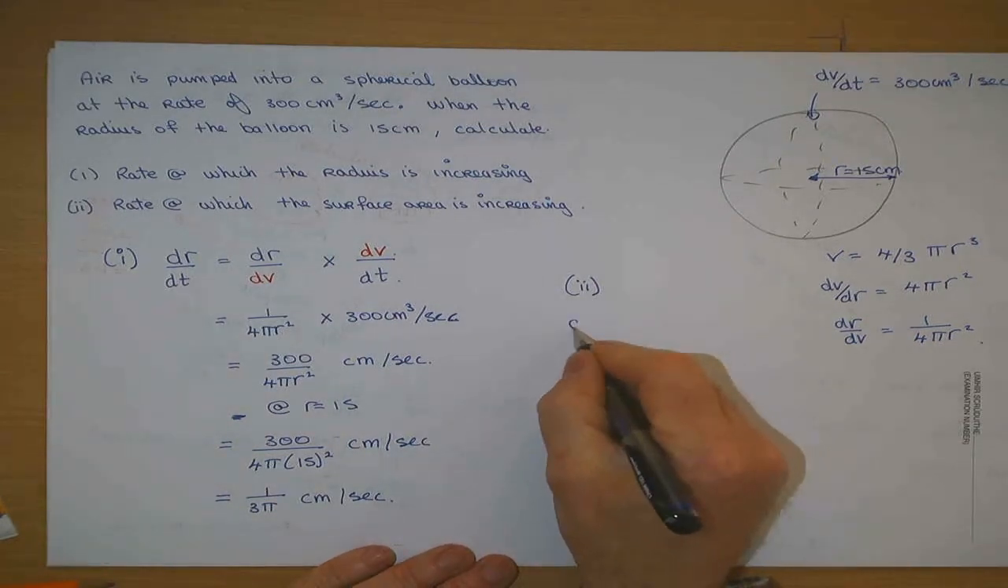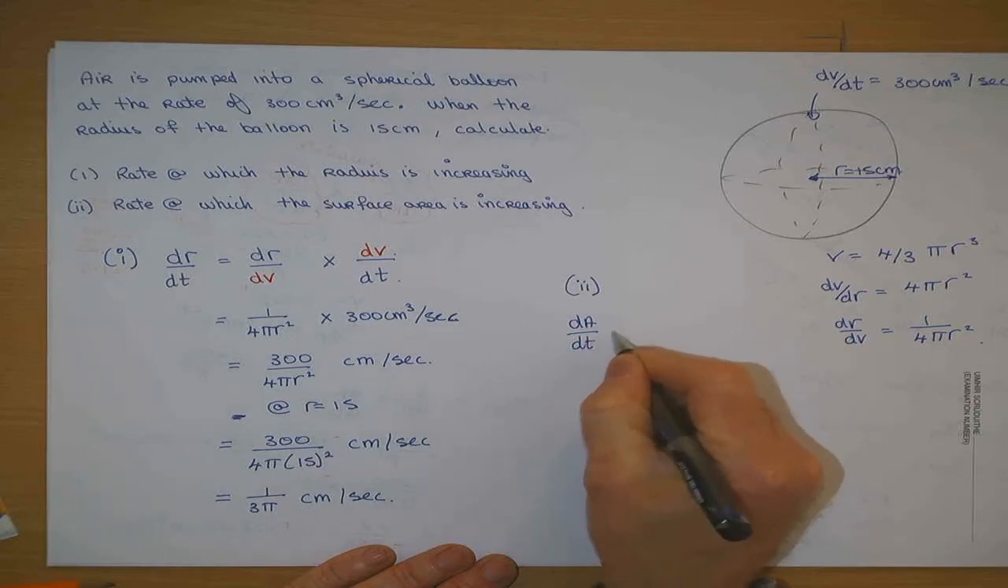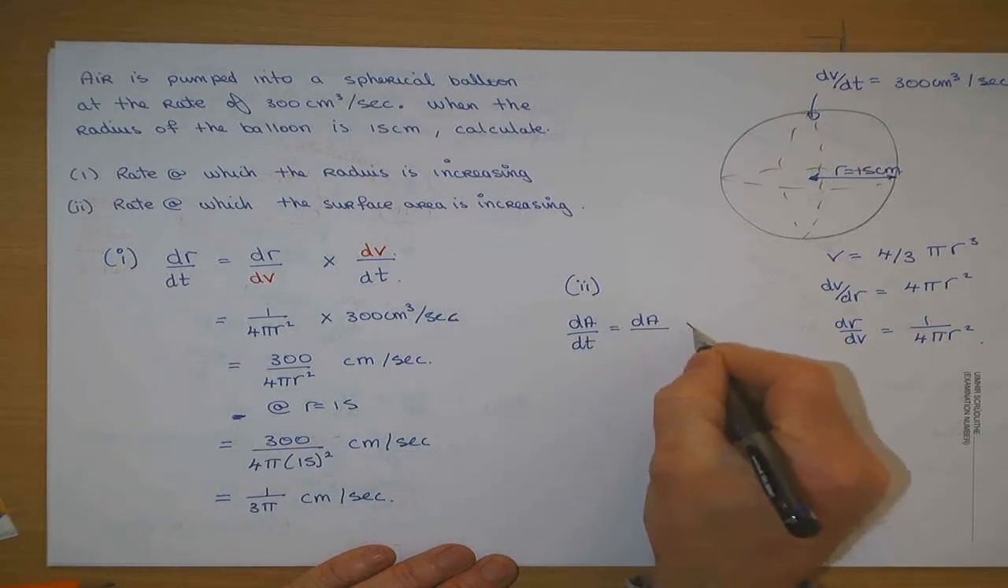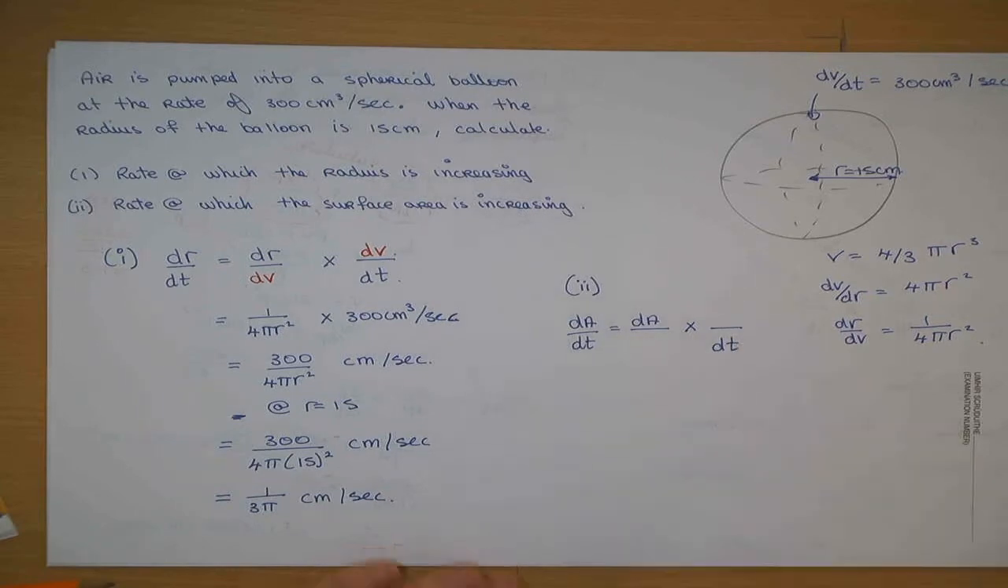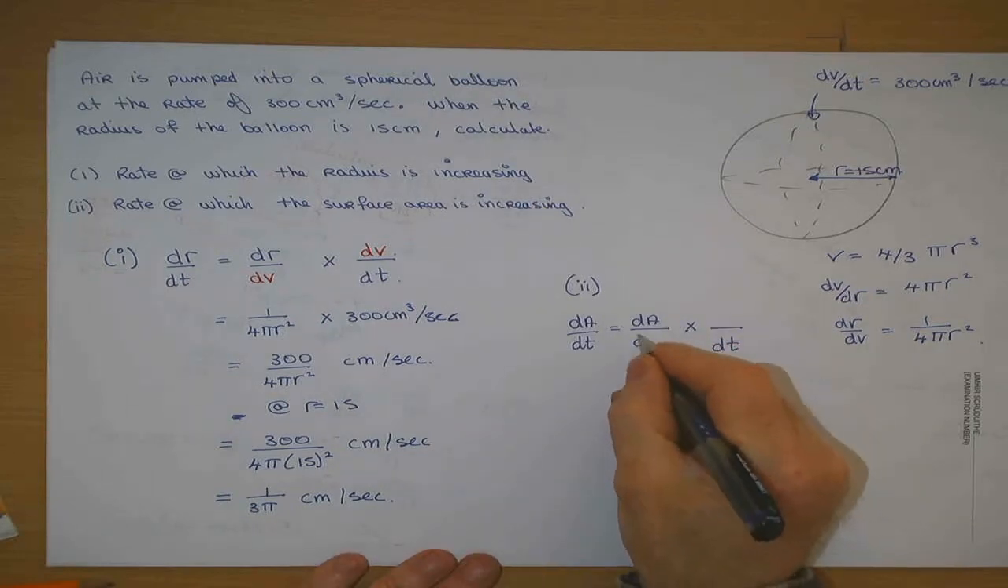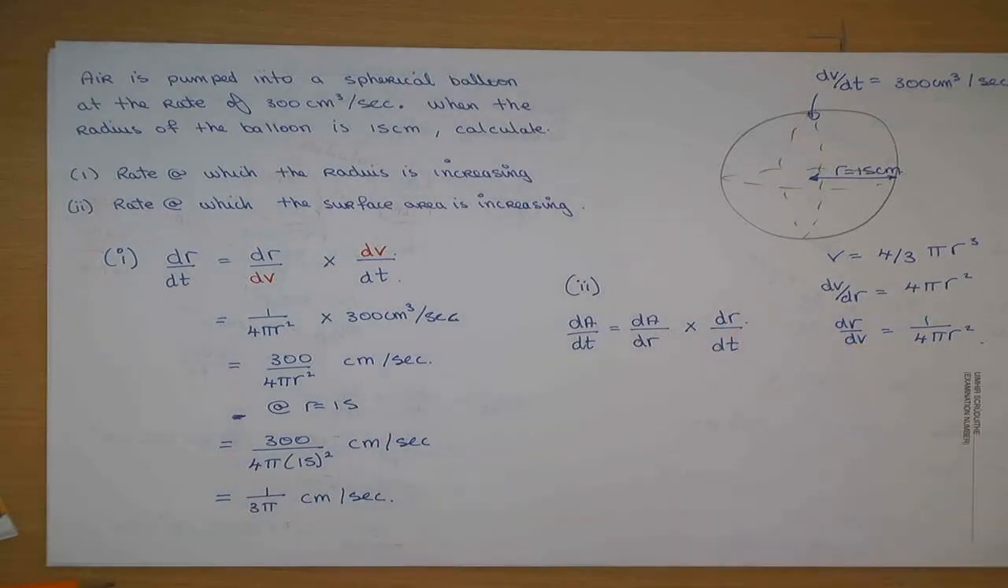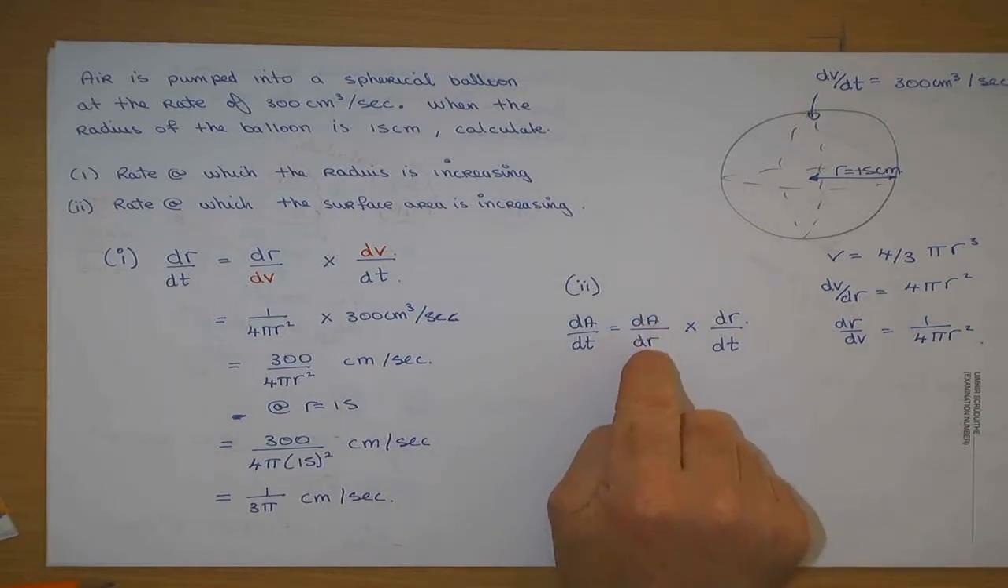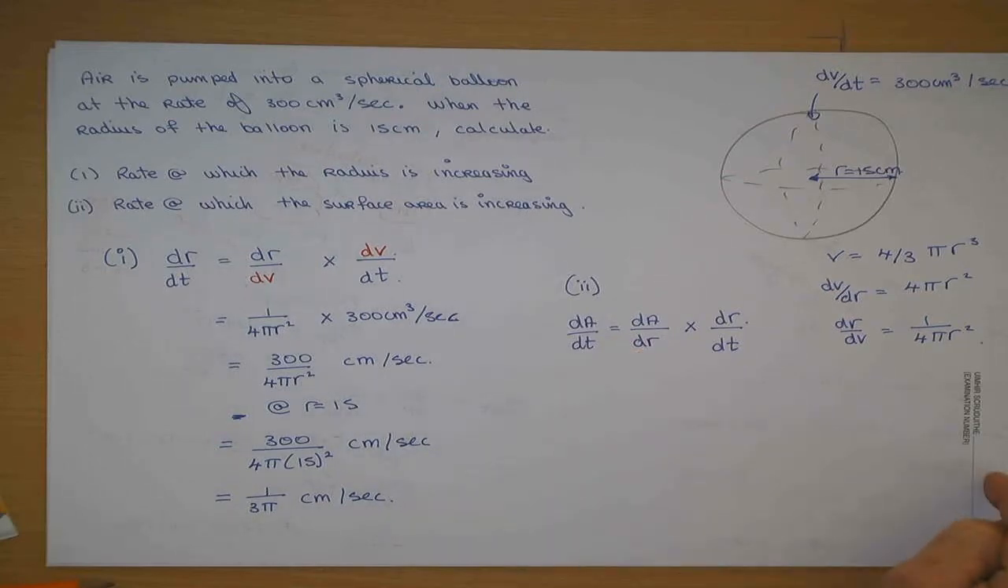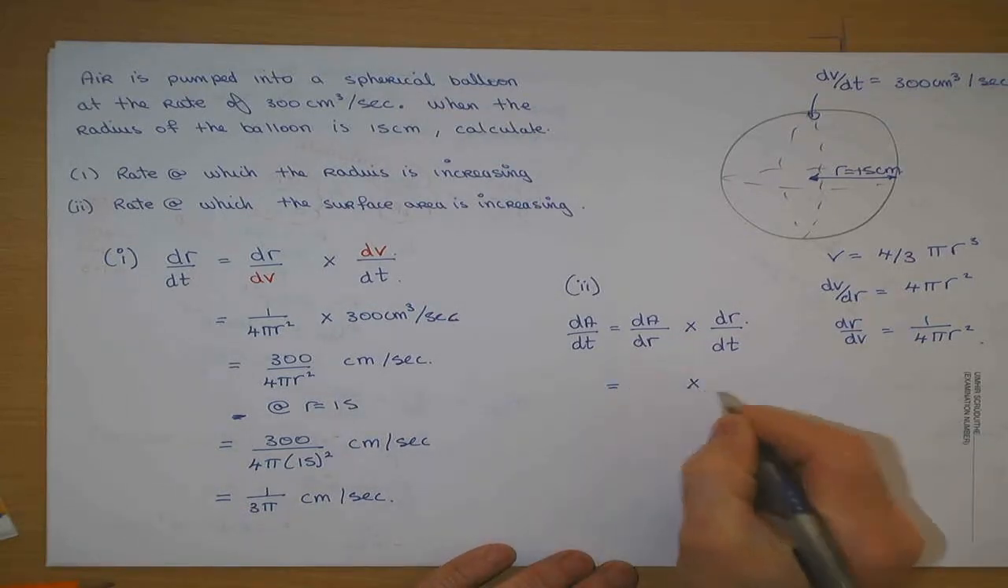And part 2, the rate at which the surface area is increasing. What am I asked for? dA/dt. dA/dt is dA by d something, by d something dt. Well, is it dA/dr by dr/dt or dA/dV by dV/dt? dr is correct because to get dA/dV, the volume will be in terms of what? The radius. What will the area be? In terms of the radius. So that's equal to that by dr/dt.